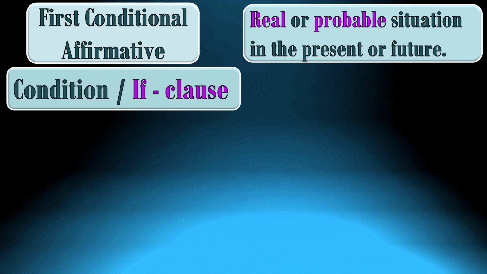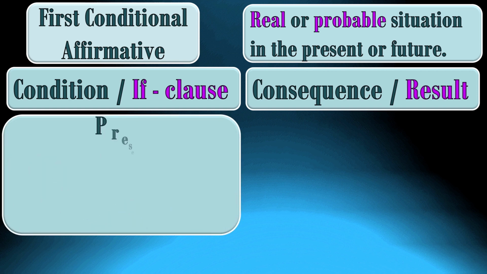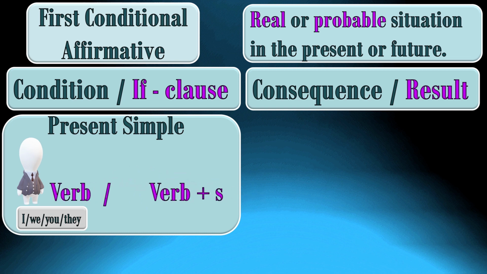A typical conditional sentence consists of two clauses, two parts: condition or if clause and consequence or result. To complete a condition, we need the present simple tense. We start with the subject. If the subject is I, we, you, they, we add a verb. If the subject is of the third person singular, he, she, it, we add s to a verb.